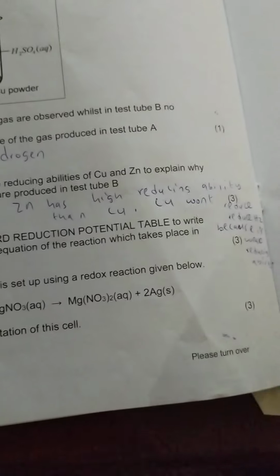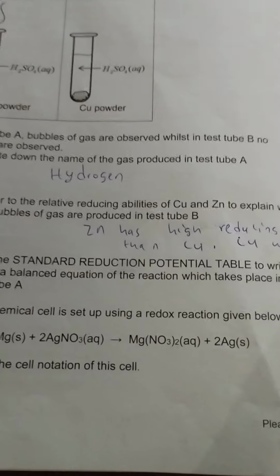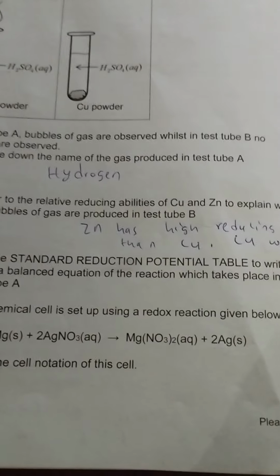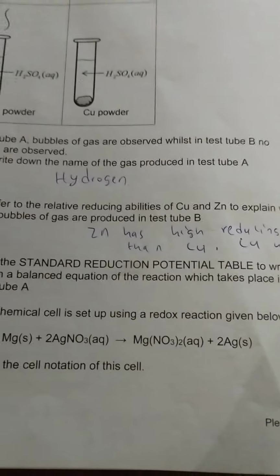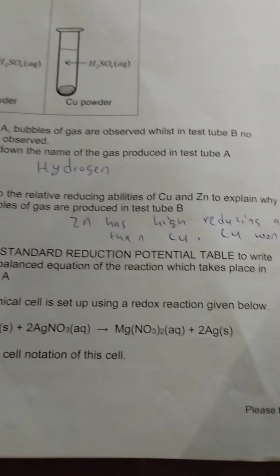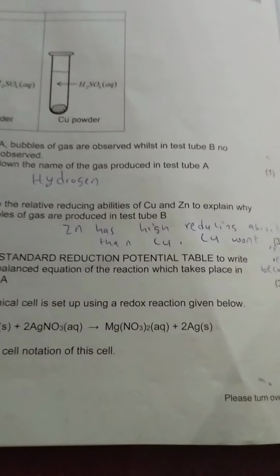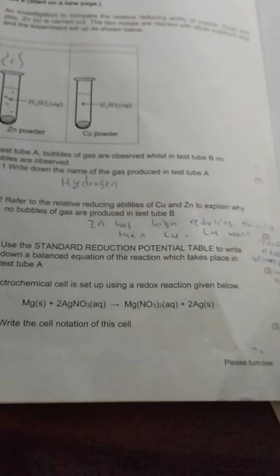So you just don't look at that. Look at the table, compare the two, or the three, and they will give you the answer of how to explain the whole thing. The arrows are telling you what has the higher or the lower reducing ability. Remember, the aim here is to form the hydrogen gas, so our focus must be on hydrogen. Sometimes the aim will be on Cu and Zn, but since we're talking about the bubbles, we must compare Cu and the hydrogen gas to see if the bubbles will be formed.